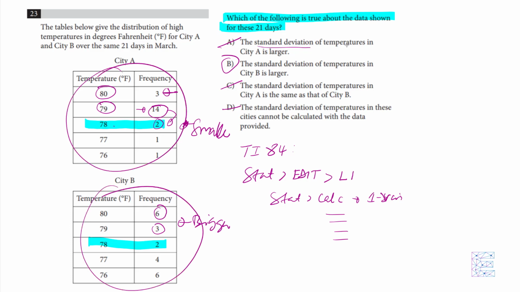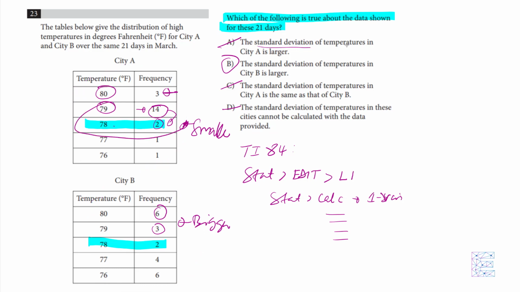So it's best to understand that the standard deviation is just the distance from the center. The closer your points are clustered near the center, the smaller the standard deviation. The more points you have away from the center, the bigger the standard deviation. So B would be the answer to this question.